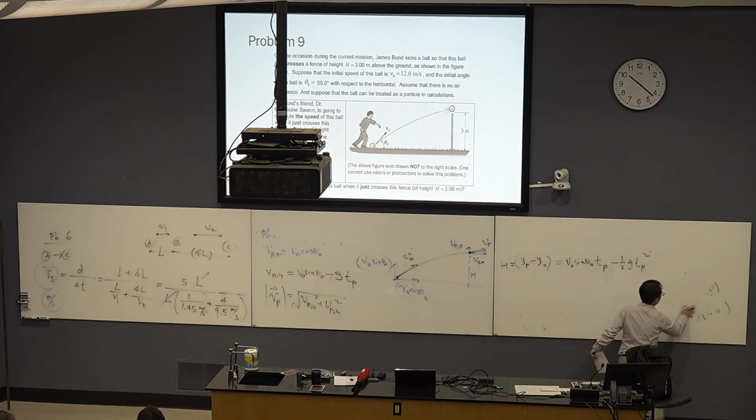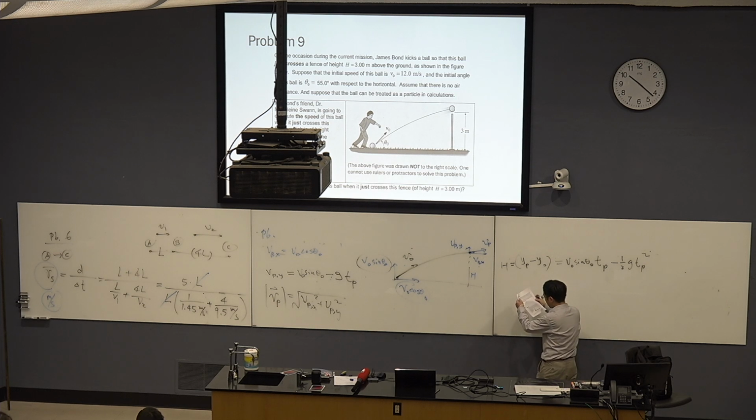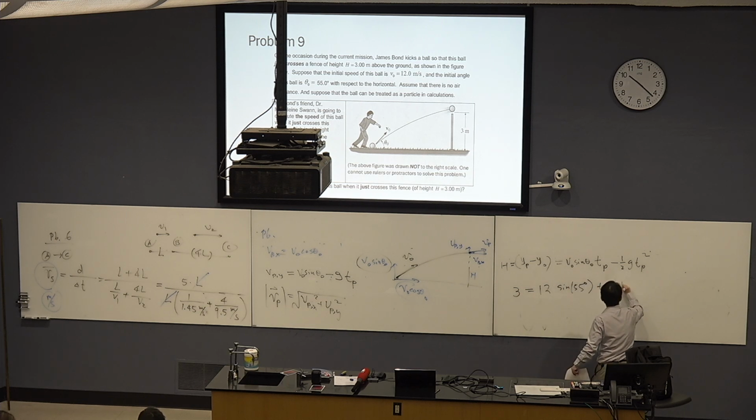So for this question, you need to solve for TP. Now let's just substitute in the numbers. What is H? Well, H is 3 meters. So 3 equals V naught, which is 12, times sine theta naught, sine 55 degrees, times the unknown TP, minus 1/2 times 9.8 times TP squared.